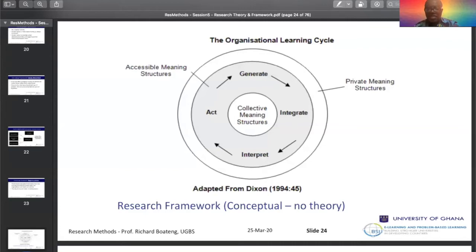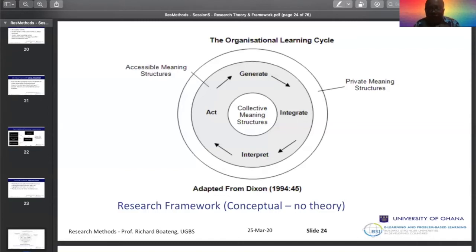Okay. However, now listen carefully. Before Dixon could develop this, there was a guy called McLean who, in his PhD thesis, developed the theory of meaning structures. McLean explained that for an organization to learn, there are different types of meanings. There is a private meaning, private knowledge that people hold, keep, and don't share with anybody. Then there is the collective meaning, like minutes of a meeting, things that the organization puts in the collective that everybody can discuss, the way we understand how things work in the organization. Some of them are codified as books in the organizational modus operandi.